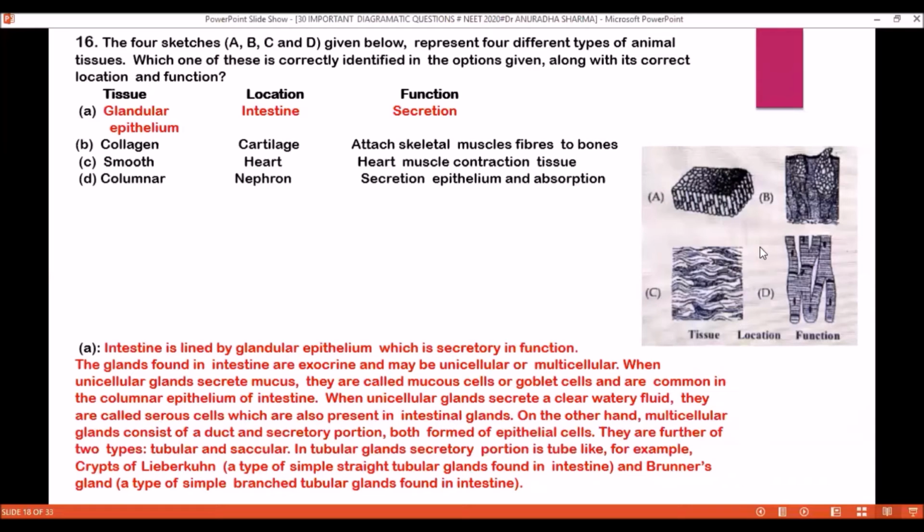is lined by granular epithelium, which is secretory in function. The glands found in the intestine are exocrine and they may be unicellular or multicellular. When unicellular glands secrete a watery fluid, they are called serous cells and they are present in the intestine glands. So we can see that the first option, that is A, granular epithelium, location is intestine and function is secretion. So option A is correct.